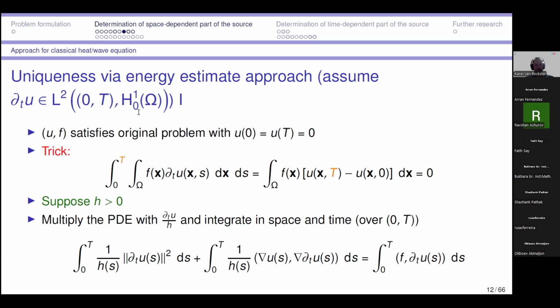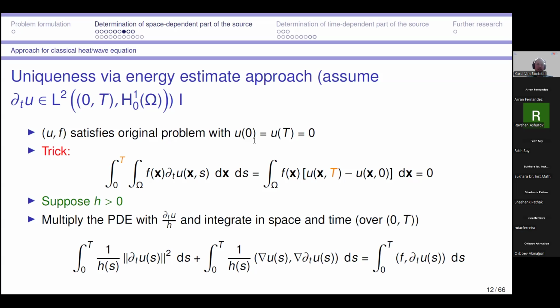And I will explain here the main steps, and later in my presentation I will only explain what's different compared to the analysis here. So suppose that u and f satisfy the problem, with initial data equal to 0 and final time measurement equal to 0. For uniqueness, we want to show that f is equal to 0 and u is equal to 0.